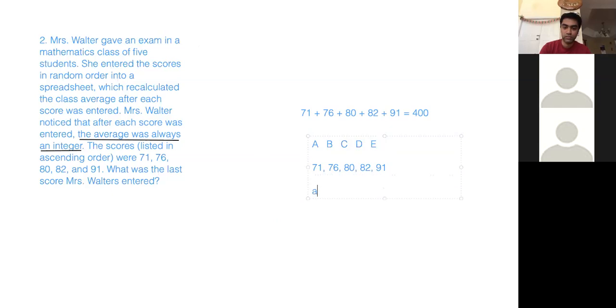A plus B has to be divisible by 2. A plus B plus C has to be divisible by 3. A plus B plus C plus D has to be divisible by 4. And A plus B plus C plus D plus E is already divisible by 5. Good.